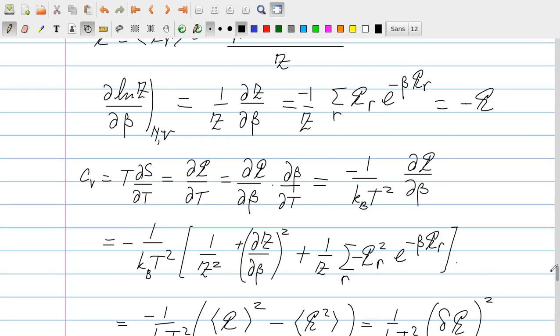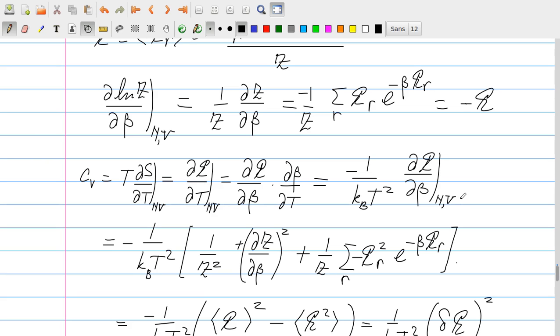Okay, then we go one step further and look at the specific heat, which is defined as dE dT at constant particle number and volume. And we have seen that that can also be written as dE dT, and because beta is just 1 over kT, we can write this as dE d beta times d beta dT, and beta is 1 over kT, so we get minus 1 over kT squared times dE d beta, and here I will again specify that we keep particle number and volume constant.